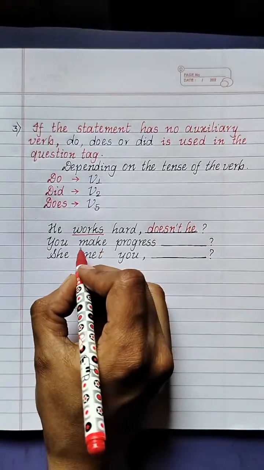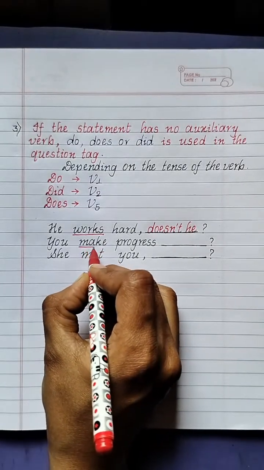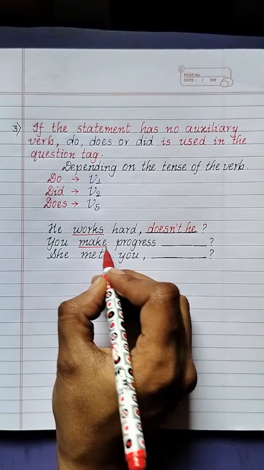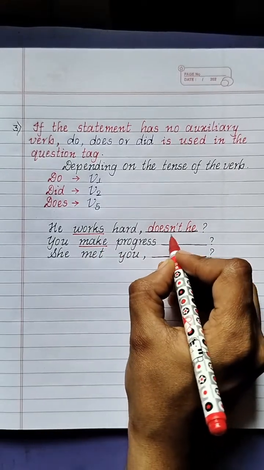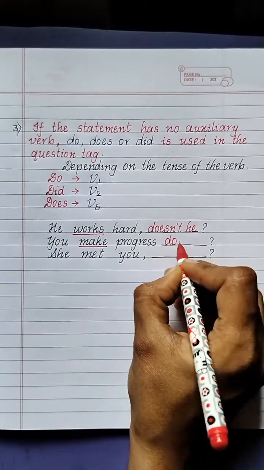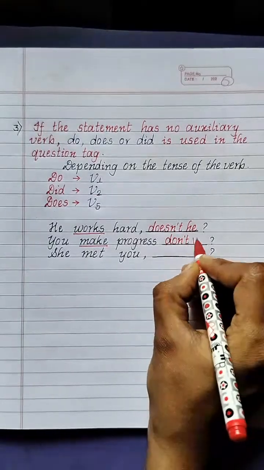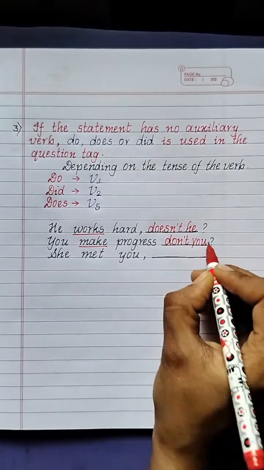Okay, similarly you can see here, you make progress. The base form of the verb is used, V1 is here. So according to the rule we can use do. Okay, don't you.